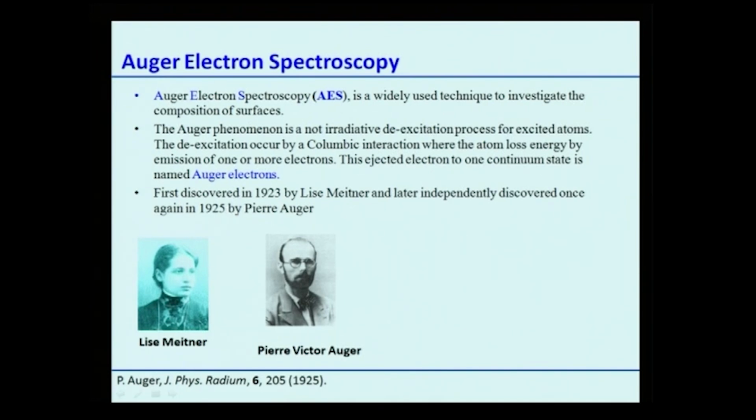This de-excitation occurs by Coulomb interaction, where an atom loses energy by emission of one or more electrons, and the ejected electron into the continuum state is what is known as the Auger electron. Obviously, at the beginning the definition will not be clear to you. It needs to be discussed, and I am going to do that in the basic principles section.